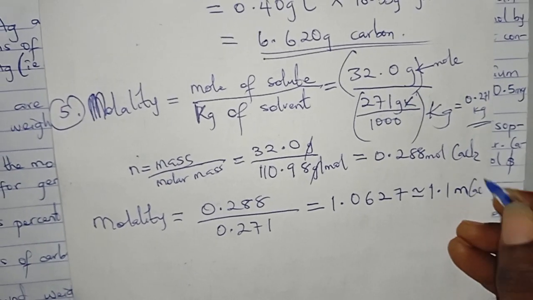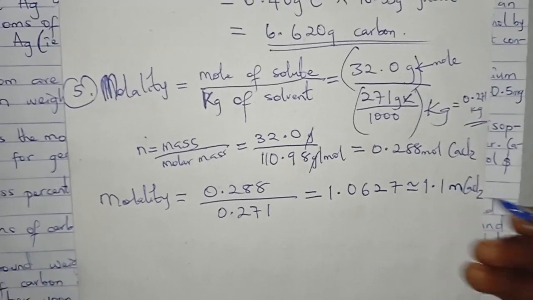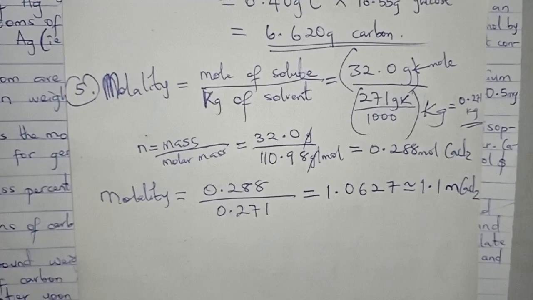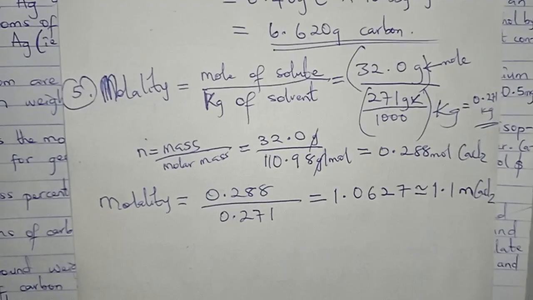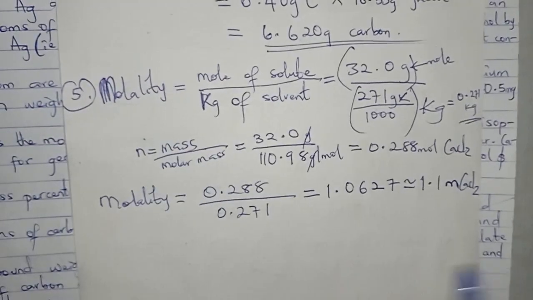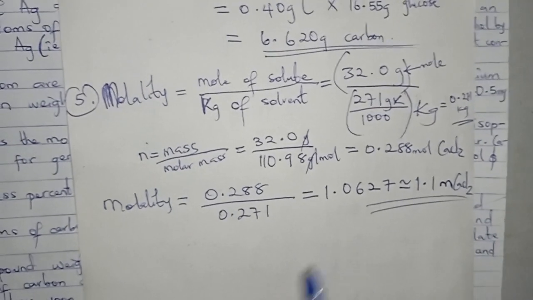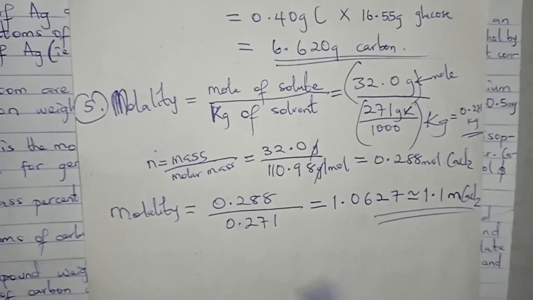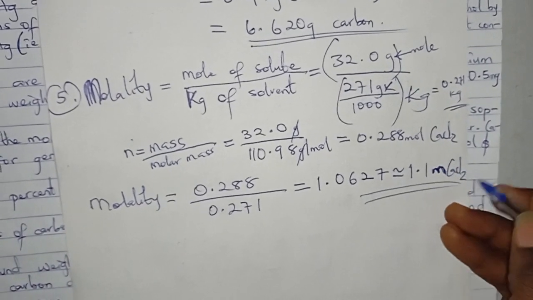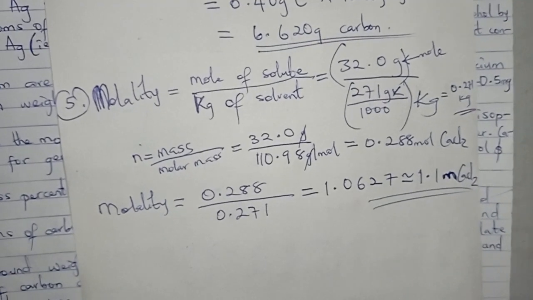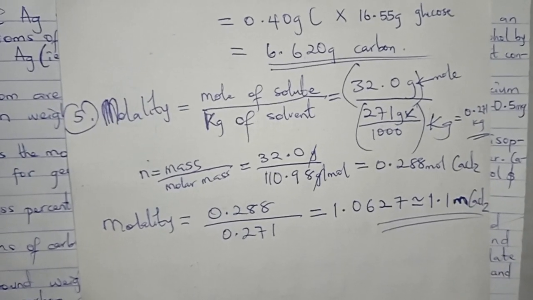So CaCl2. In fact, I don't even want to call it. Okay, let's leave it this way. So I can just write m. I don't have to put CaCl2, in case I don't want to mix things up. So this is my answer. Let's move to question 6.